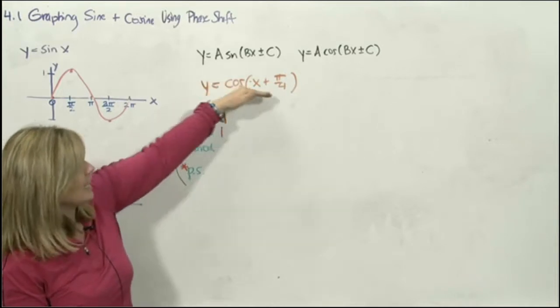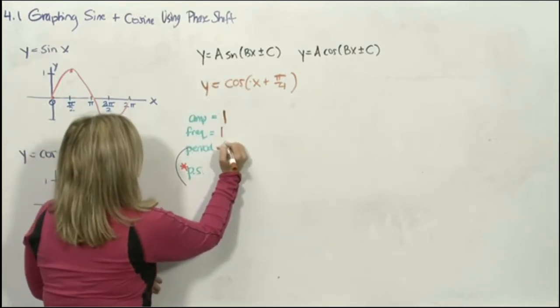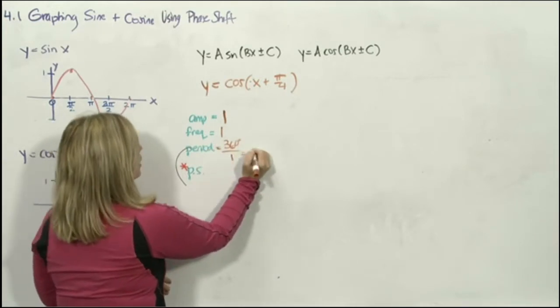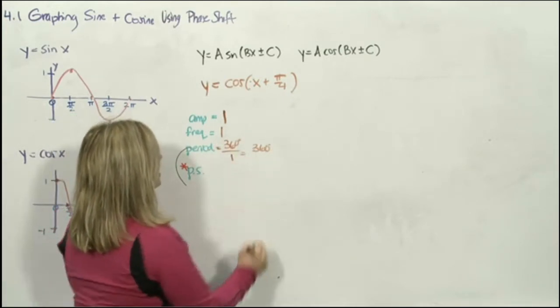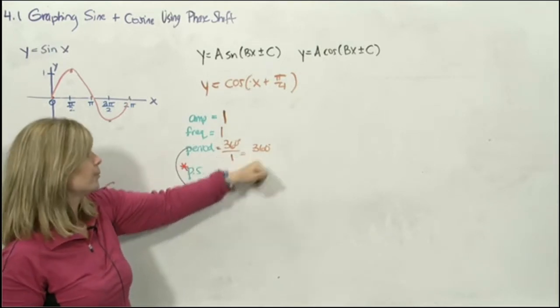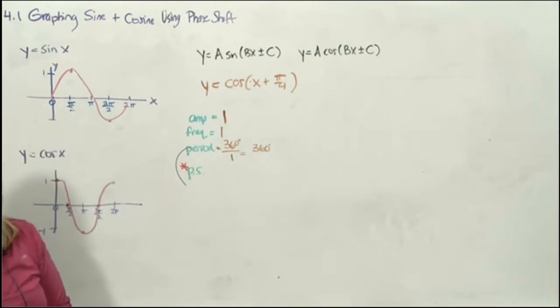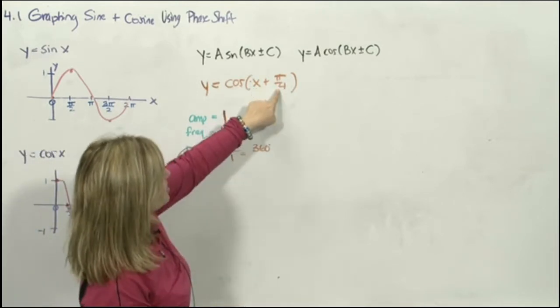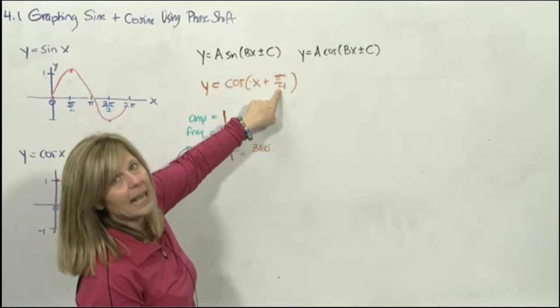Period is not in here. Period is a formula. Period is 360 degrees divided by the frequency, which is 1, which is good. It's 360. I'm going to need 360 degrees to make the complete cosine curve. Okay. Do we have a phase shift? Yes, we do. Here's our angle x. We have some number being added to it.